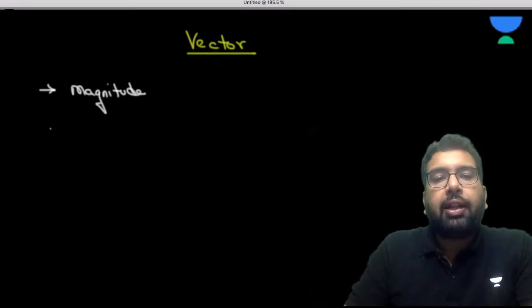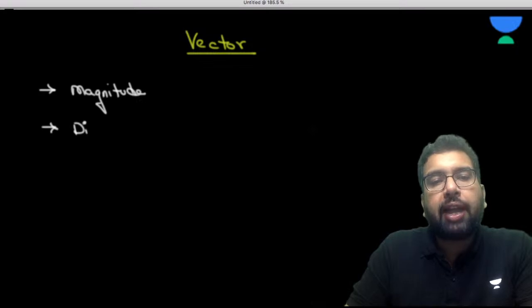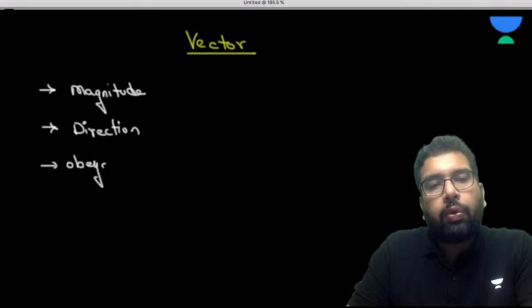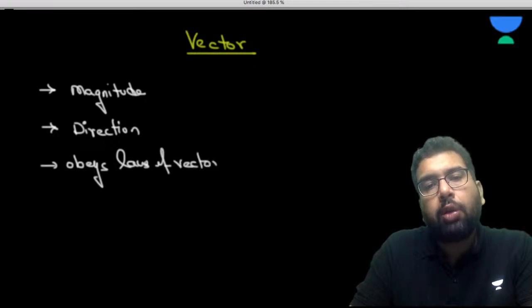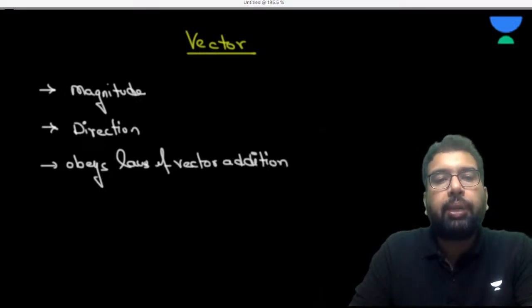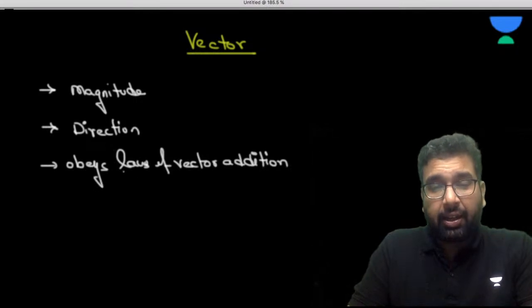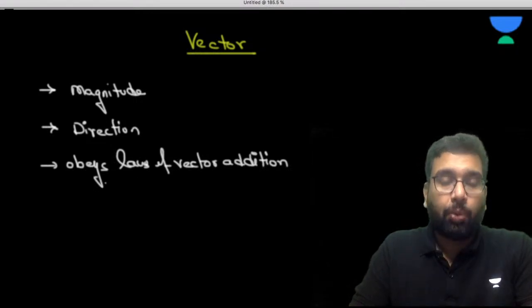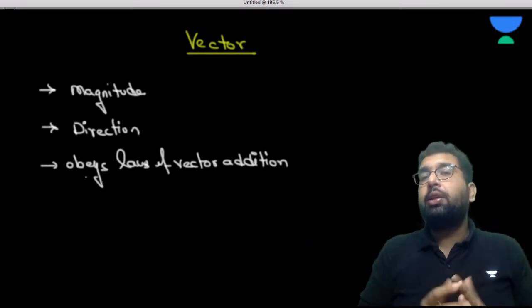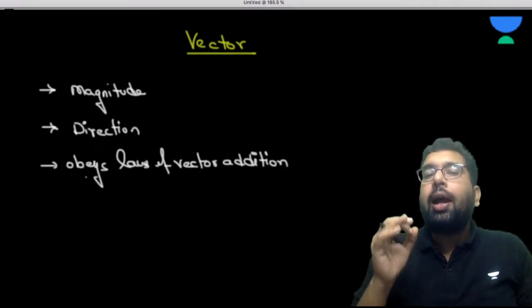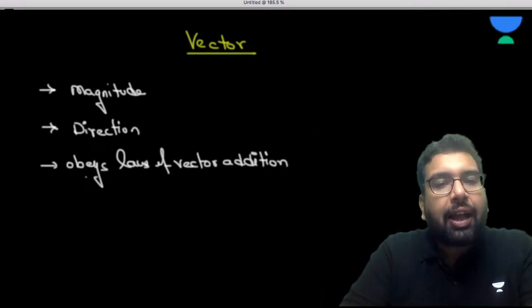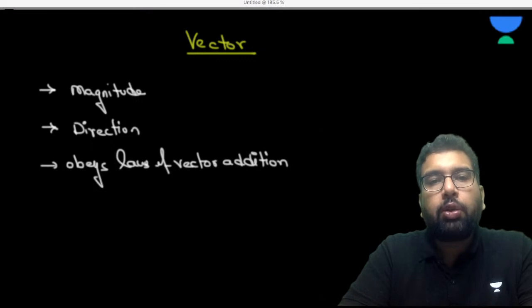Basically, vector is something which has magnitude, which has direction, and which also obeys the laws of vector addition. Students usually know the first two things, but they forget about the third thing, which is the most important. Any quantity having magnitude and direction doesn't make it a vector unless it obeys the laws of vector addition. So we'll be coming to the laws of vector addition.